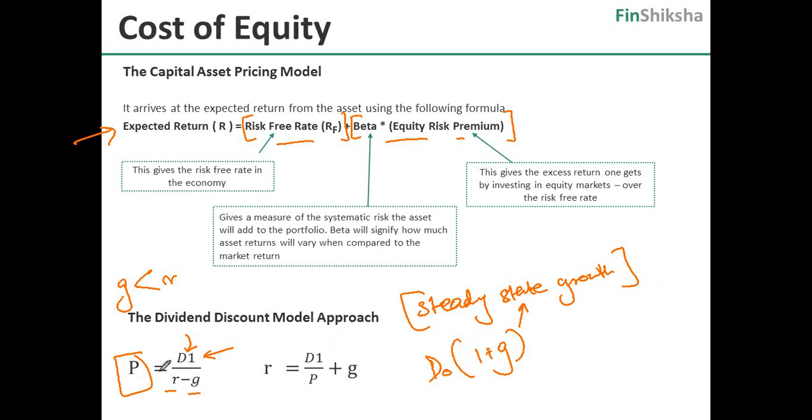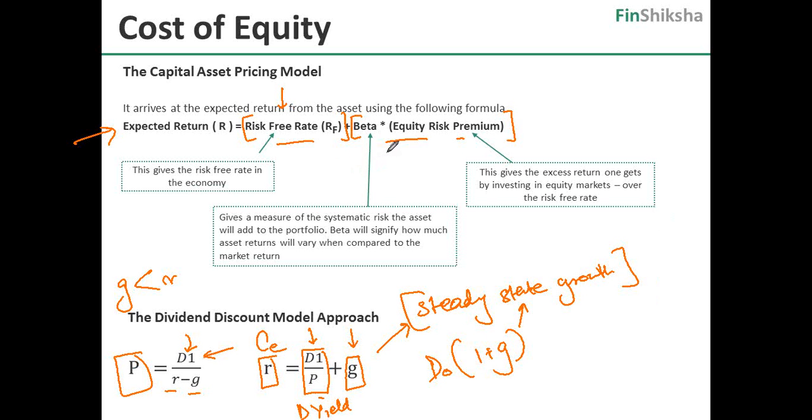What we do then is rearrange these items, and it becomes D1 by P, which is nothing but next year's dividend yield, plus the growth rate, that is the sustainable or steady growth rate that is given. This should give me the cost of equity. So there are two ways of calculating cost of equity. Either I take next year's dividend yield and add the sustainable growth rate to that, or I take the risk-free rate and add beta into the risk premium to that.